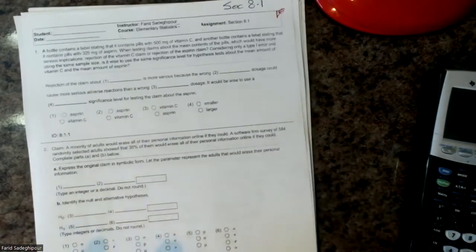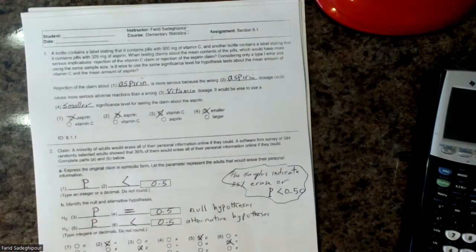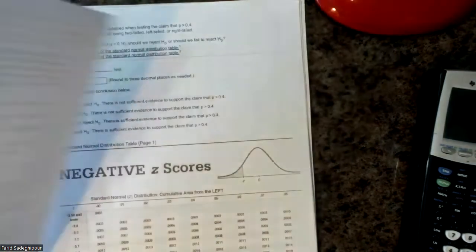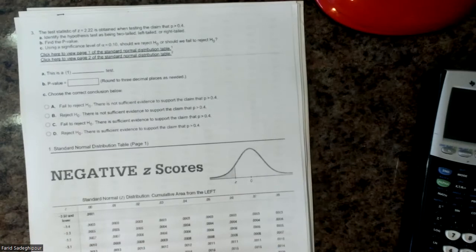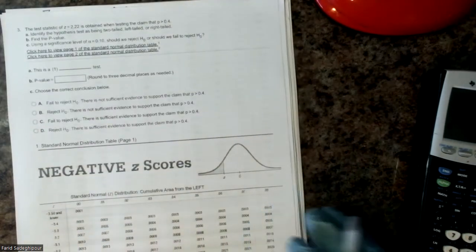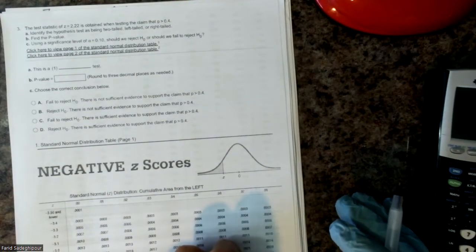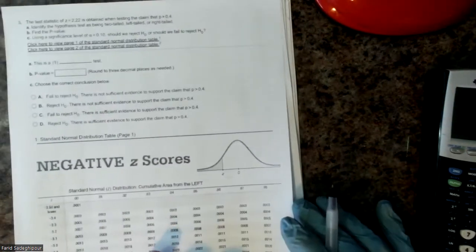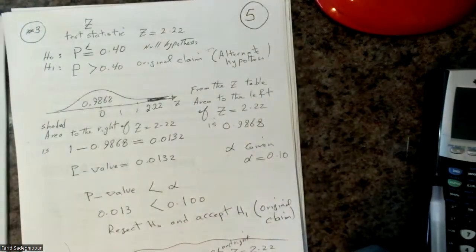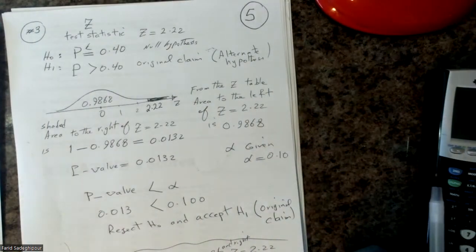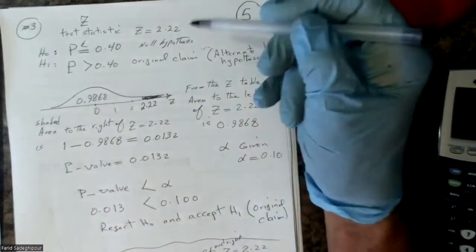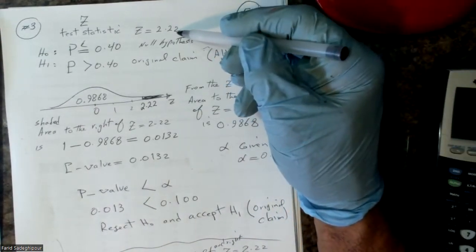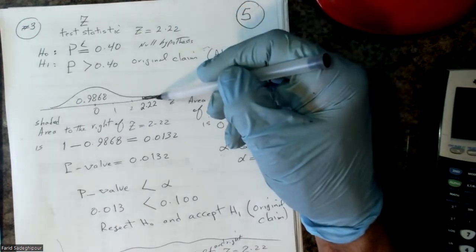Now, homework section 10.1, the solution is here. Now, 1 and 2. Number 3, you could calculate the value through the table. I'll show you how to do it through the table. So in these problems, Z is 2.22. They want to know what area is for 2.22.